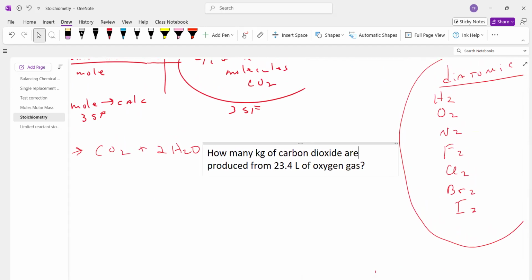There are 7 elements that form diatomic gases. That's the list of them there. And you're going to have to know that for 1A, 3A, or 2A. 2A depends on your instructor, but for sure 1A and 3A. And oxygen gas is one of them. It's O2. So there's hydrogen gas, oxygen gas, nitrogen gas, and all the halogens.